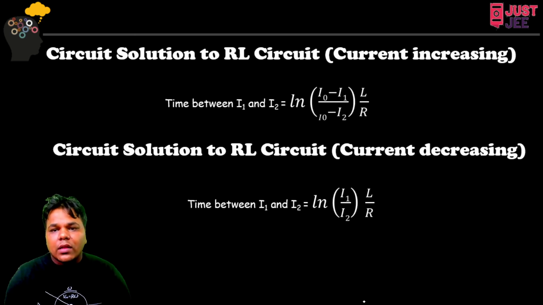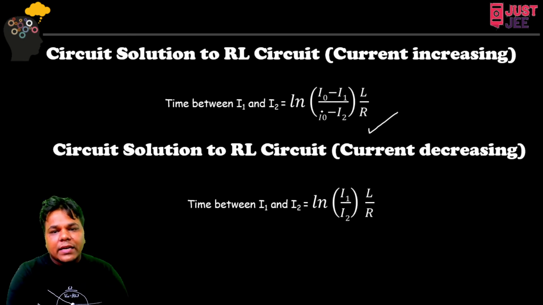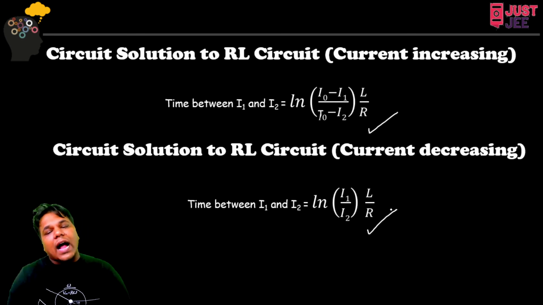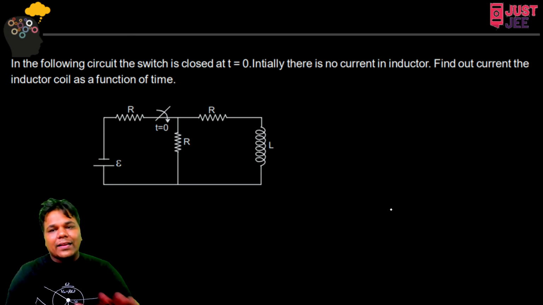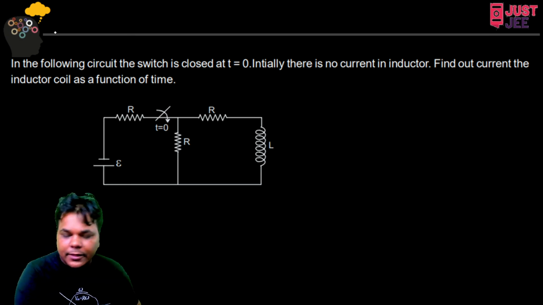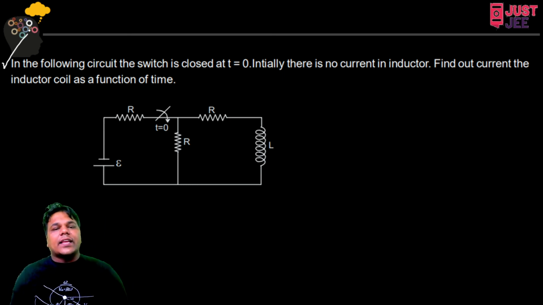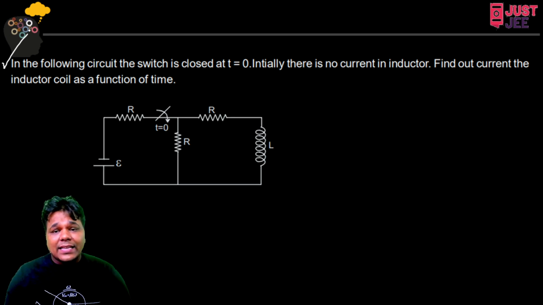As I told you, what we can do, we have this shortcut just like the capacitance: I naught minus I1 divided by I naught minus I2 into R, and for discharging ln I1 by I2 into L by R. Okay, so I think you guys understood what I'm going to do. Now let's solve this circuit. In the following circuit, the switch is closed at t is equal to 0.